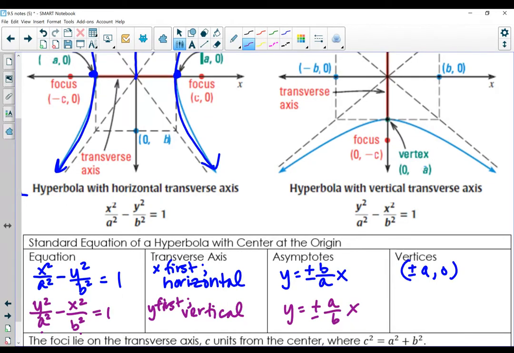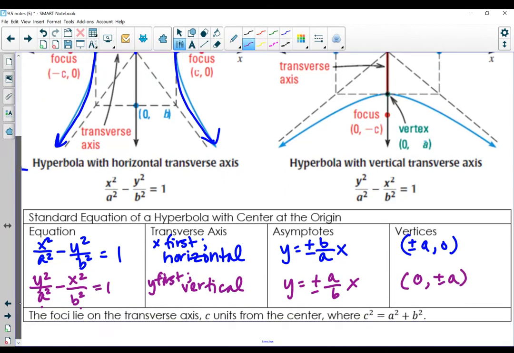And my vertices are going to be on the y-axis instead. So I have 0 comma plus or minus a. And then here I have the equation for the foci again. c squared equals a squared plus b squared.